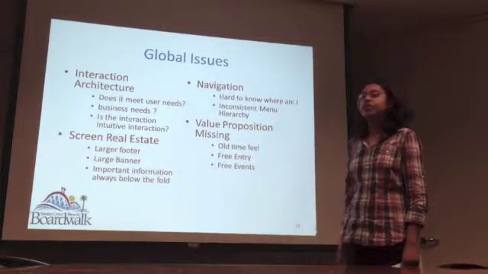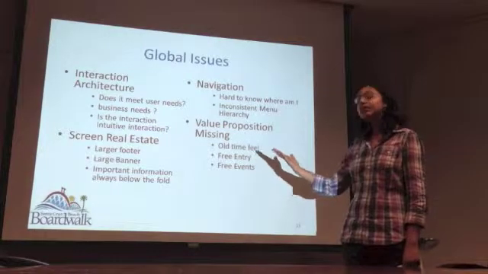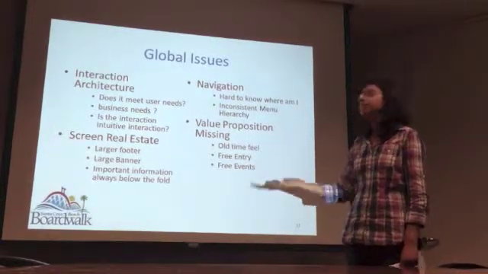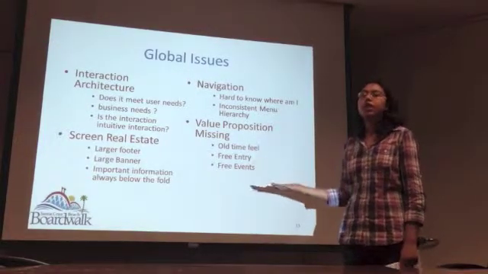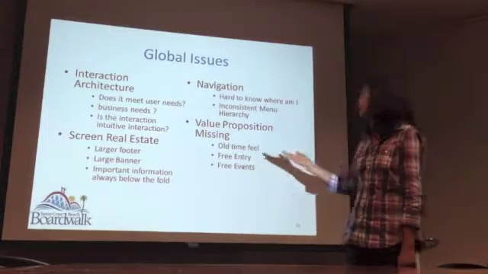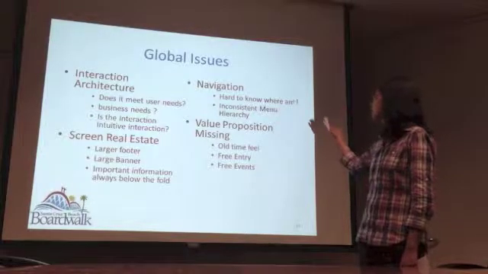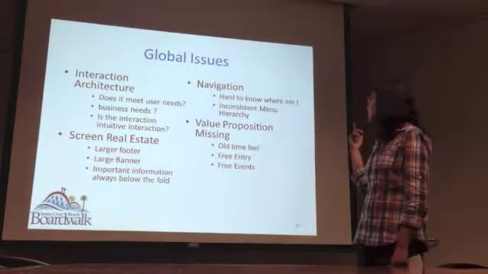Next, let's look at the global issues that the site suffers from. Interaction architecture needs some work. Screen real estate is not being used in an effective manner. There's a large footer, there's a large banner. Always the user has to scroll down to get to the information that they're looking for, and sometimes to be disappointed. The navigation needs work, and value proposition is missing.